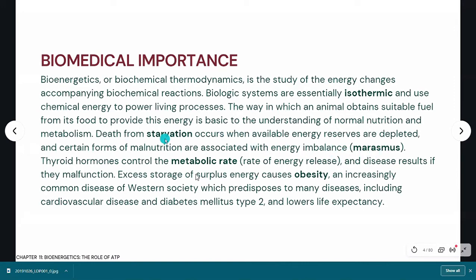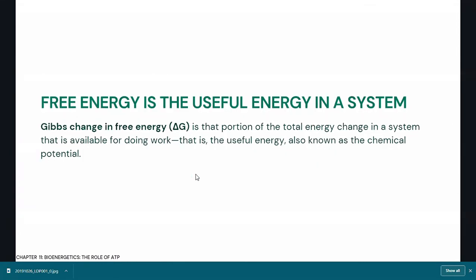Okay. So in starvation, there's no food. In marasmus, there might be food, but the wrong kind of food that is taken in. It's energy imbalance as well as protein imbalance. And then obesity, there's plenty of food. So there is surplus of energy because there's plenty of food. Okay. So let's start there to understand this. Energy procurement.